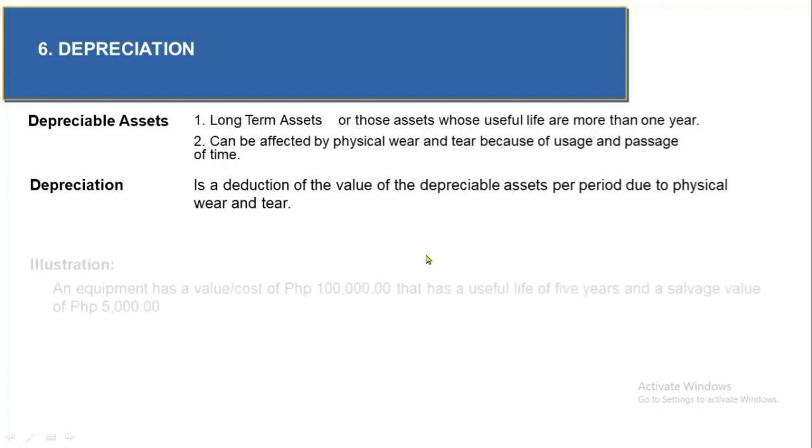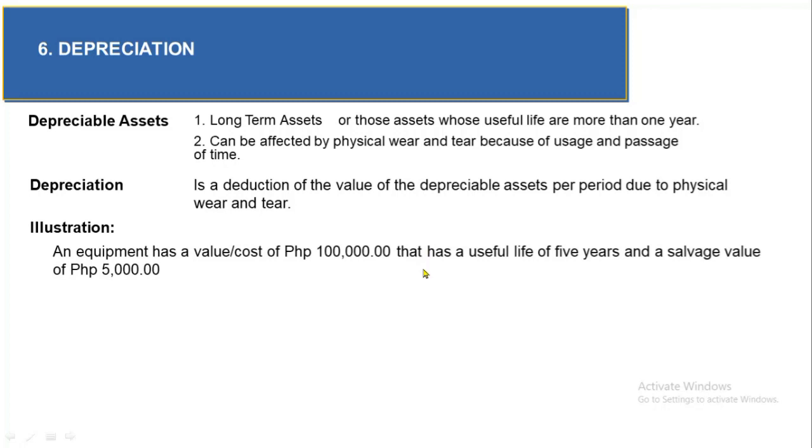Let's have an illustration to do just that. Equipment has a value of 100,000 that has a useful life of 5 years and a salvage value of 5,000. No need to explain about the useful life because it is self-explanatory. But we need to talk about the salvage value, or what we sometimes call the scrap value. The scrap value is the amount that can be realized if the item is sold to, for example, junk shops after the asset has been fully utilized. To compute for the depreciation expense, step 1 is to get the depreciable amount.